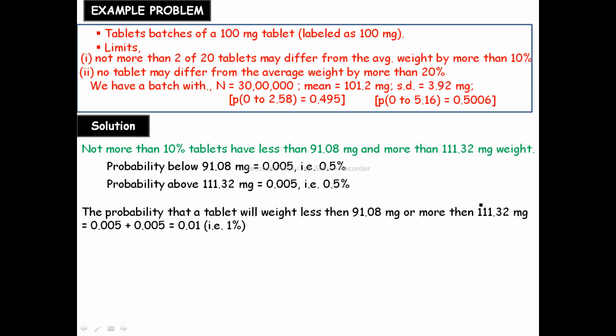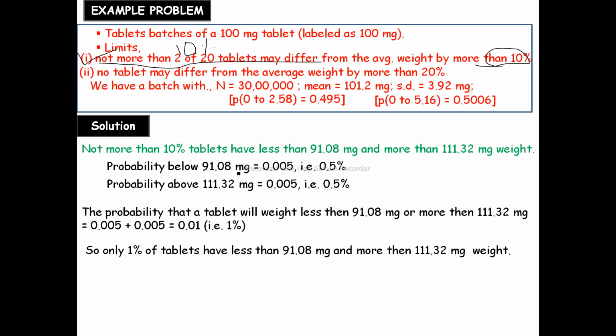So what was our requirement? What was our limit? Can you see in the question itself, limit number 1, over here: not more than 10 of the 20 tablets. So 10 of the 20 tablets means 10%. 10% may differ from the average weight by more than 10%. So the limit was 91 to 111. But what we got was an acceptable value, just 1%. There is only a probability of 1% of the tablet to differ in weight from the average value by more than 10%.